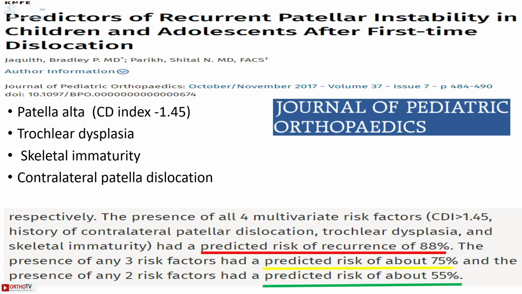Another paper is on predictors of recurrent patellar instability in children and adolescents after first-time dislocation. They evaluated patella alta, trochlear dysplasia, skeletal immaturity and contralateral patellar dislocation. The predicted risk of recurrence is 88% if someone has all 4 risk factors. If 3 risk factors are there, the predicted risk of recurrence is around 75%, and with 2 risk factors the predicted risk is 55%. You need to evaluate these patients thoroughly.